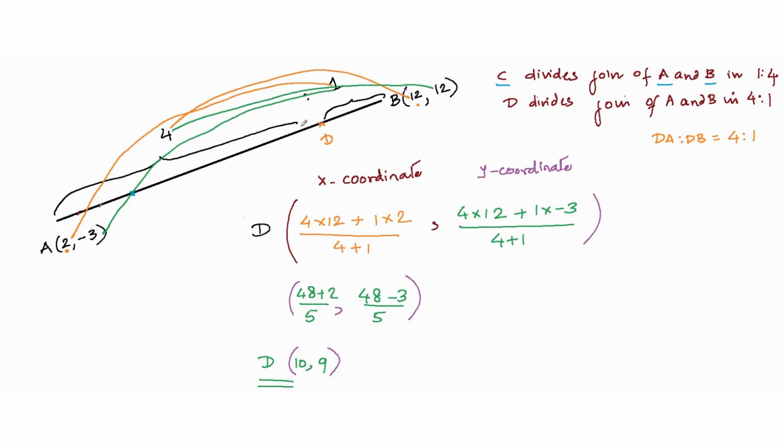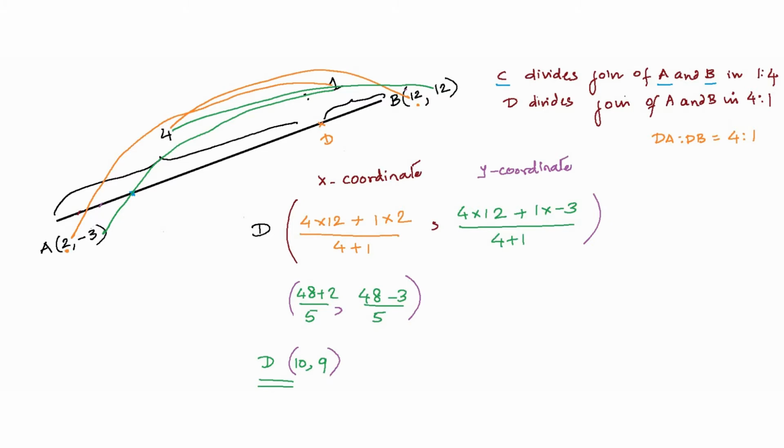Now, of course, I can also use the section formula to find the coordinates of points that lie beyond B as well as beyond A. But right now, we are going to restrict our focus only on points that lie on line segment AB. Such a division is called a point dividing the line segment internally.